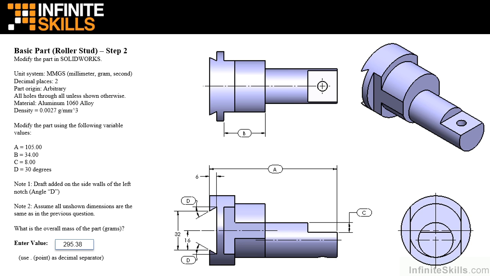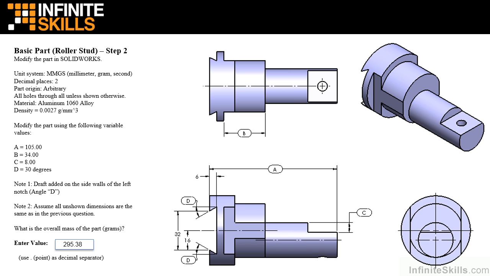This is a prime example of why you should review all 14 questions before beginning the exam. Because of the 30-degree draft in step 2, it directly affects the plane you selected for your sketch for the cut extrude feature in step 1. Had we selected the wrong plane to create the sketch, the modification of this feature would be more difficult and time-consuming. So this gives you an idea of how basic parts will be presented in the CSWA exam.